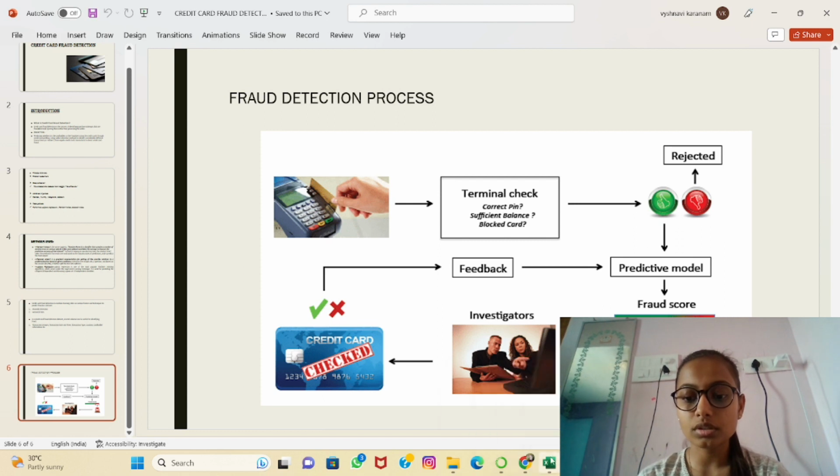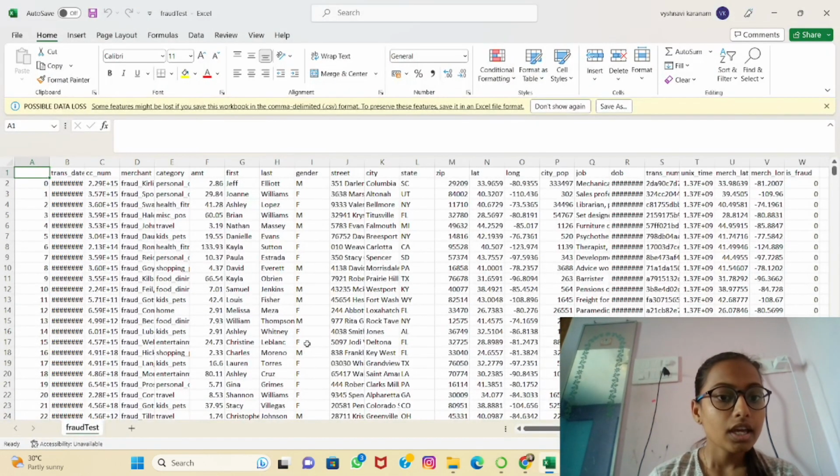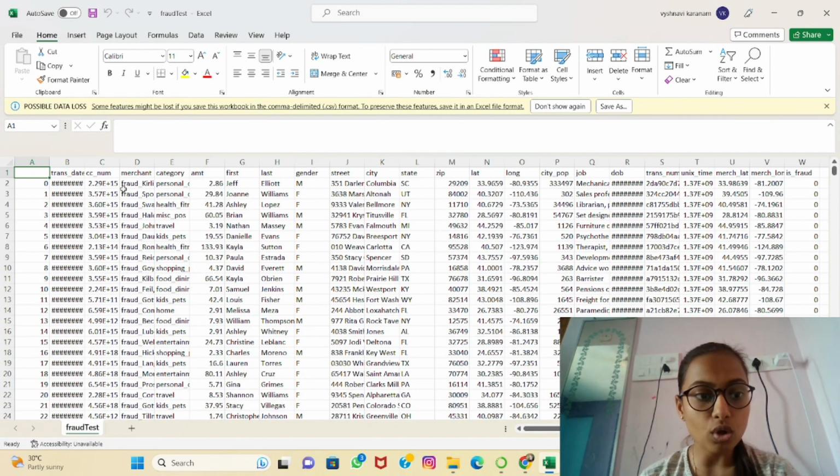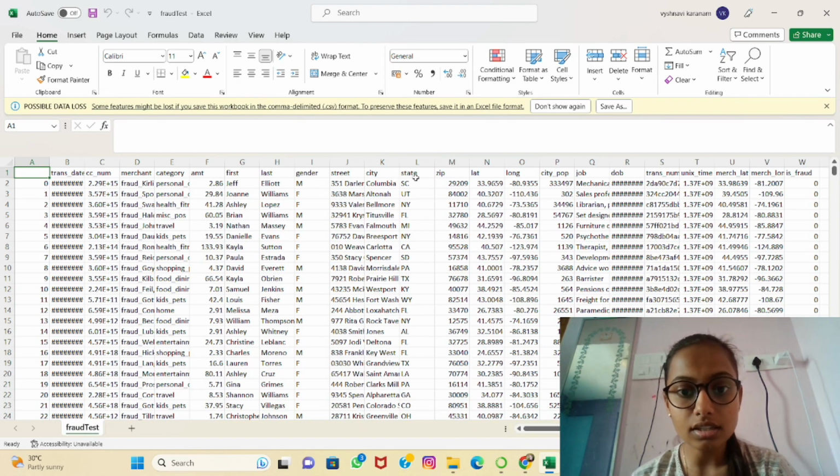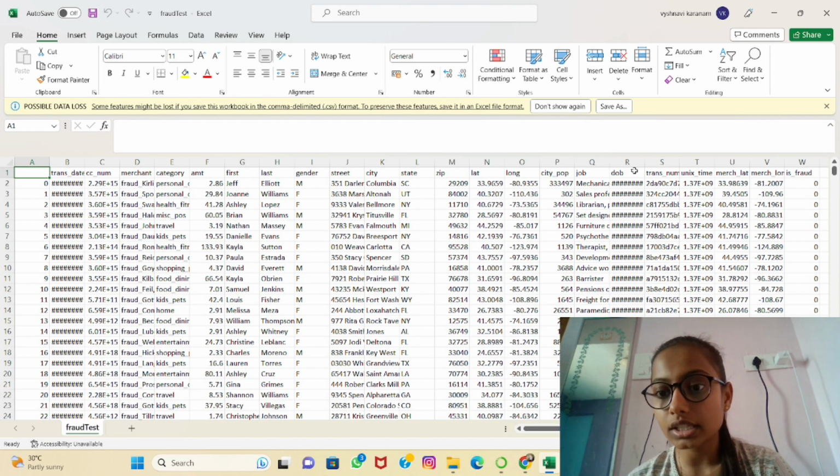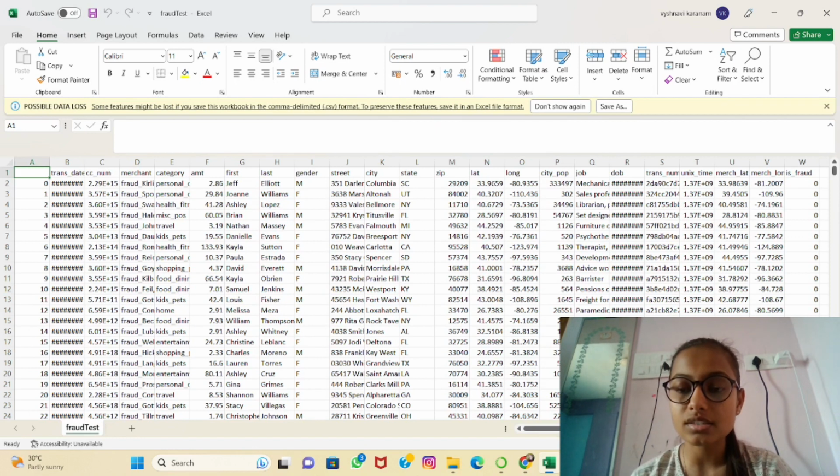So let me show you my dataset. The dataset consists of different columns. There are 23 columns and 5,55,000 rows. We have transaction date, credit card number, merchant, category, amount, first name, last name, gender, street, city, state, zip, and all the other data that is going to be useful. And the last is the fraud column, which is the dependent variable: if 0 it is valid, if 1 it is not valid, meaning it is a fraud.